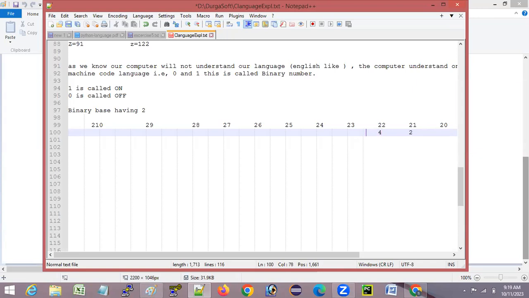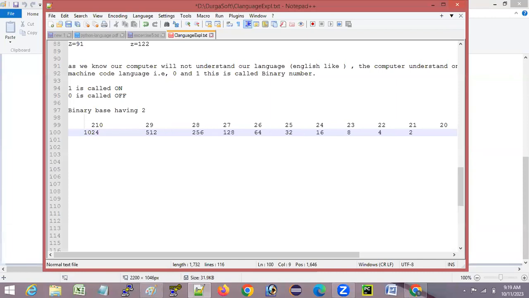Now, 2 raised to 3 is 8. 2 raised to 4 is 16. 2 raised to 5 is 32. 2 raised to 6 is 64. 2 raised to 7 is 128. 2 raised to 8 is 256. 2 raised to 9 is 512. And 2 raised to 10 is 1024.